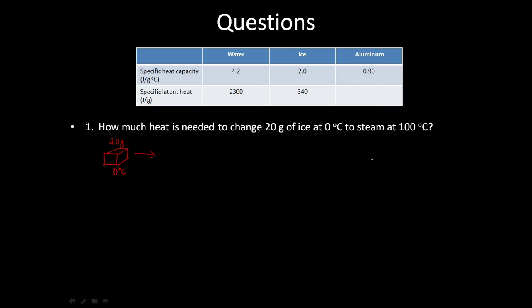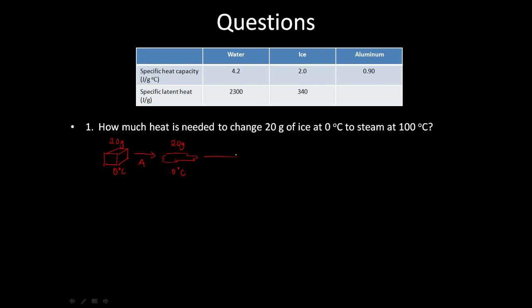To go to steam, it has to go through a bunch of changes first. It must change phase from ice to water. And remember, during phase changes, there is no temperature change. So from ice to liquid water, we have no change in temperature. That's latent heat right there. I'm going to label this arrow A.